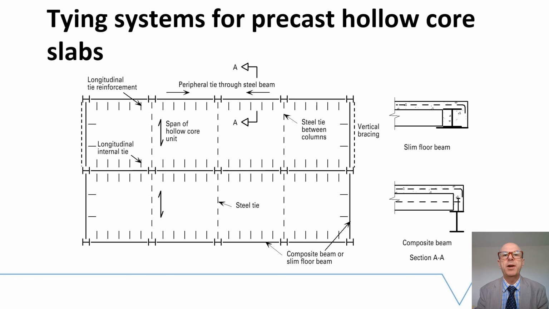The steel beams around the perimeter of the building should be tied into the floor plate for diaphragm action, and for torsional resistance if they support cladding. The steel beams may also be considered to act as peripheral ties. In the special case of slim floor beams supporting precast hollow core slabs, the recommended location of these ties are shown on this slide here, and these are taken from the IPHA ECCS guide.